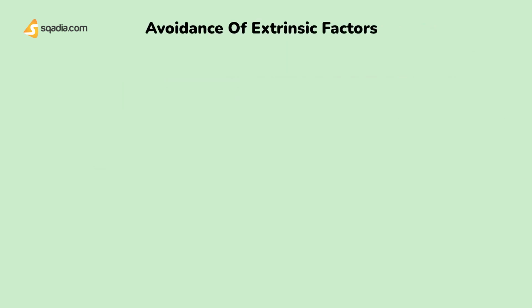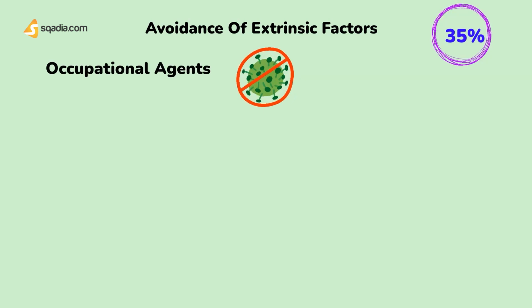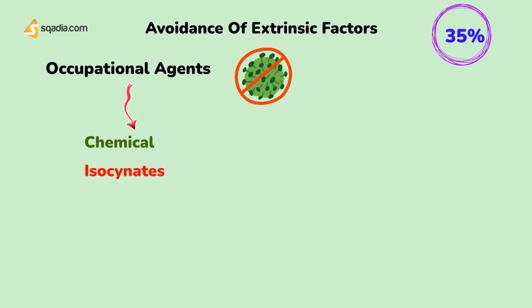The second step includes controlling the extrinsic factors. According to the British Thoracic Association, 35% of asthma cases can be managed by avoidance of the extrinsic factors. And these extrinsic factors include occupational agents, which include low molecular weight compounds such as reactive chemicals, isocyanates, acid anhydrides, and avoidance of pets. And the most important factor is smoking.